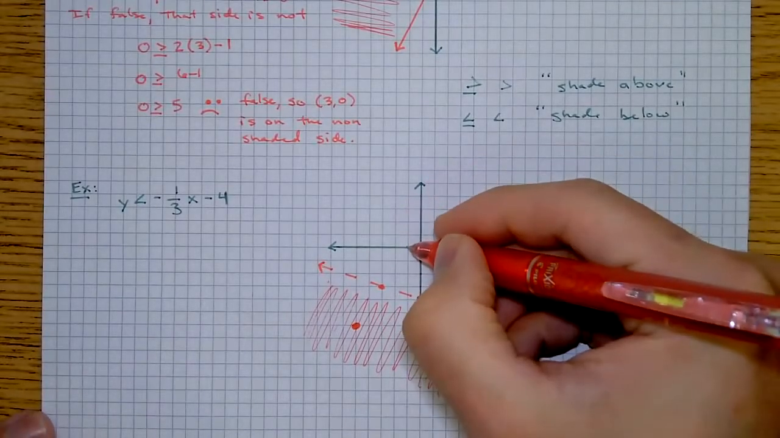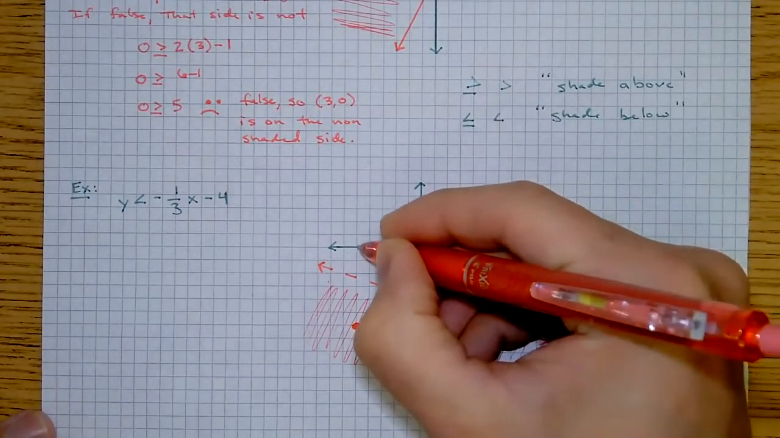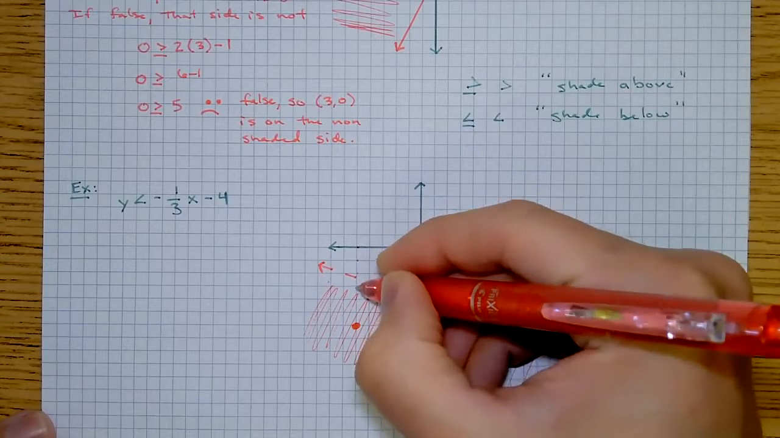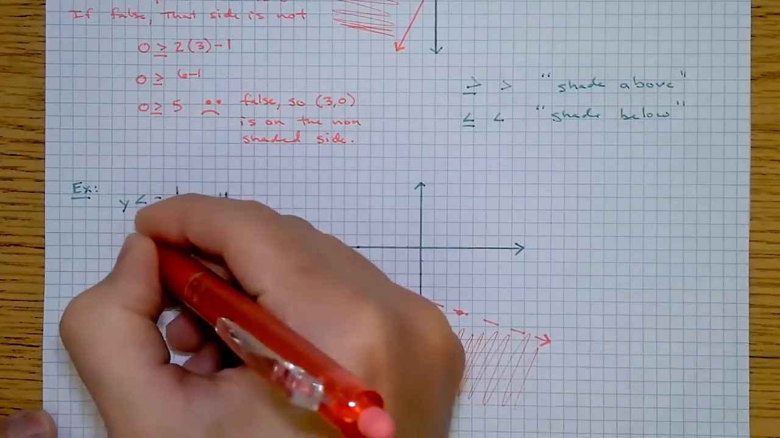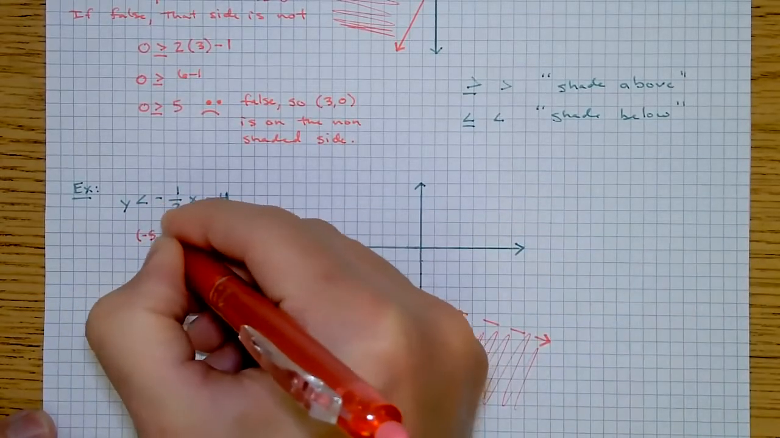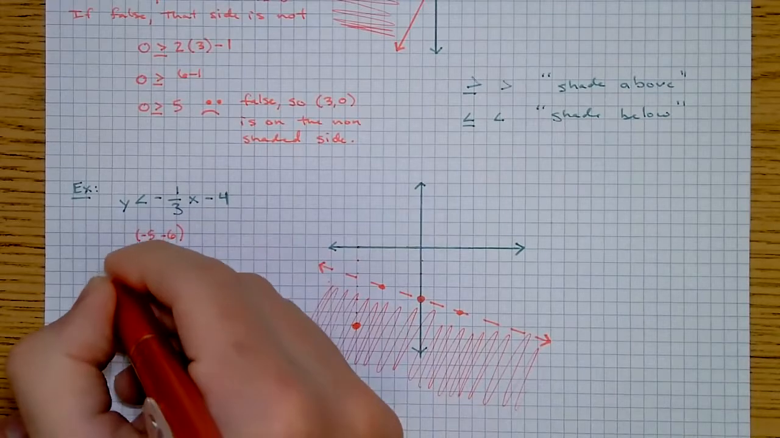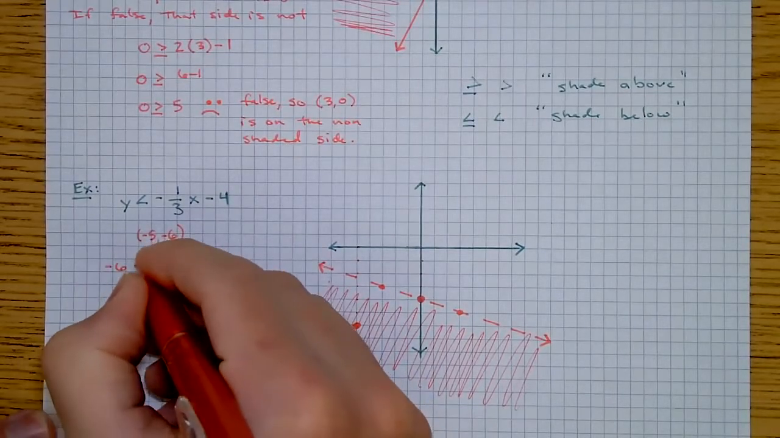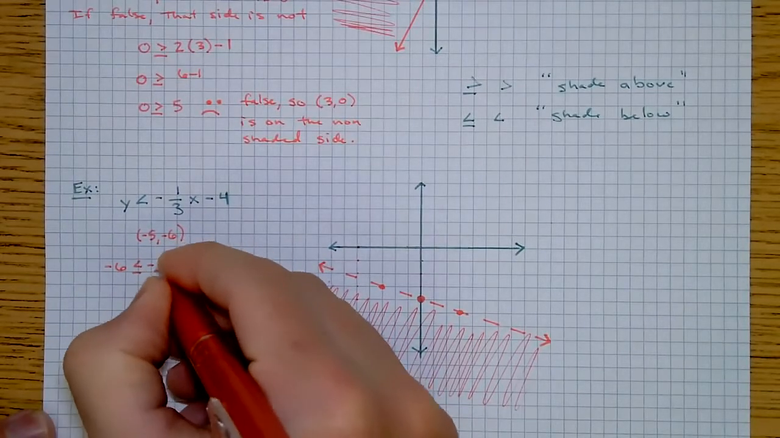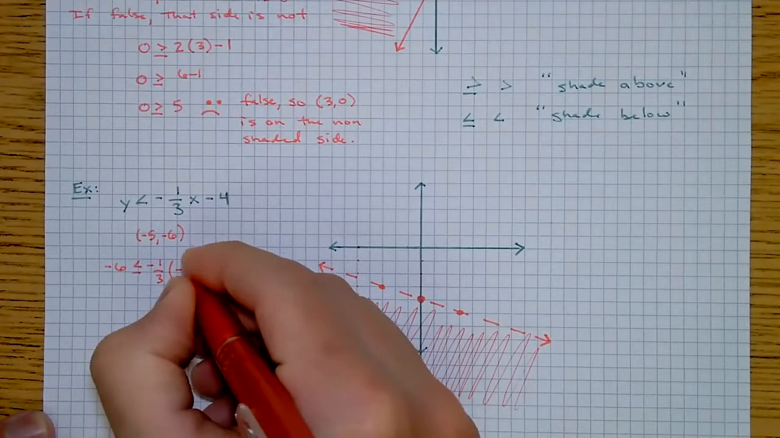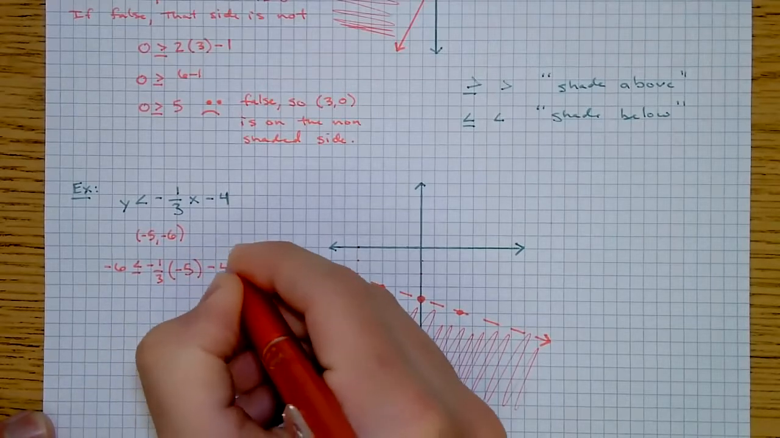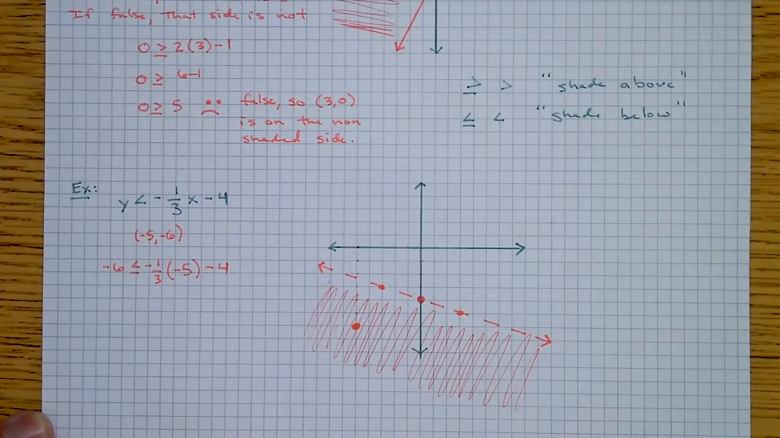So this is negative 5 and negative 6. I plugged in negative 5, negative 6. When I plug it in, it should give me a true statement because that point falls in the shaded region. So I immediately regret the numbers I picked, but that's okay. We'll make it work.